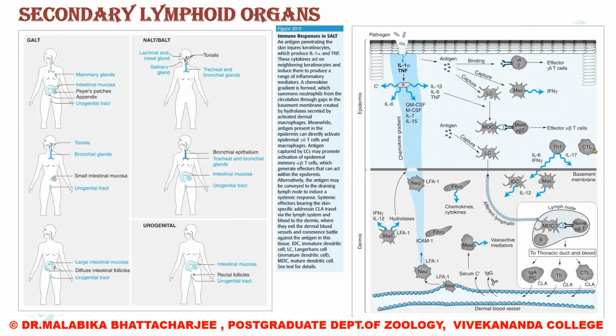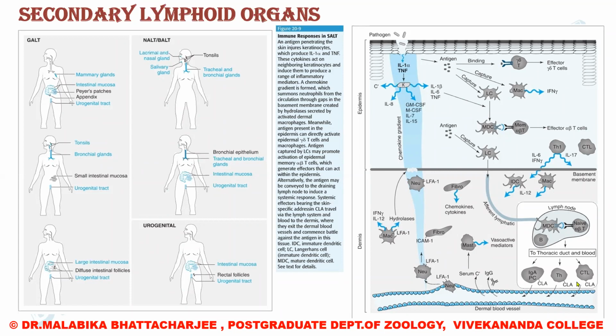Interesting thing is that once these naive alpha beta T cells are activated and produce various kinds of progeny lymphocytes, you see there is a CLA marker in each of the lymphocytes. Now what is this CLA? These effectors are induced to express cutaneous lymphocyte antigen, a sialylated carbohydrate that specifically binds to E-selectin expressed on the post-capillary venules of inflamed dermis.